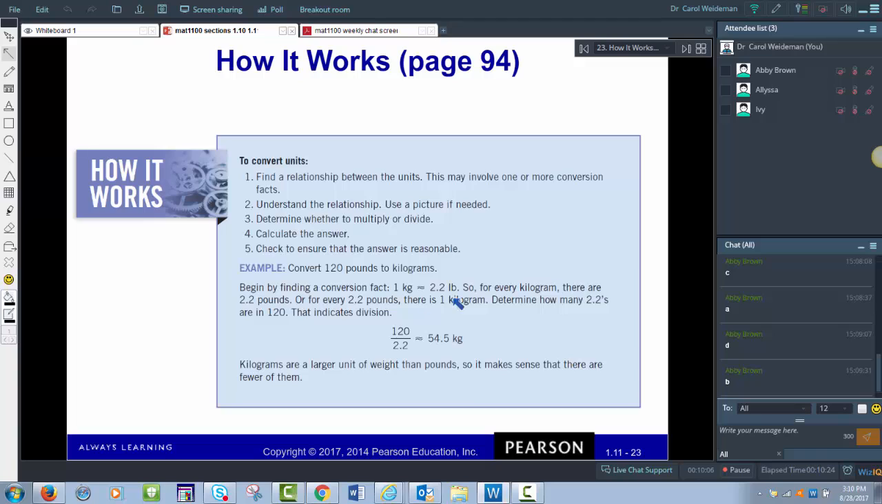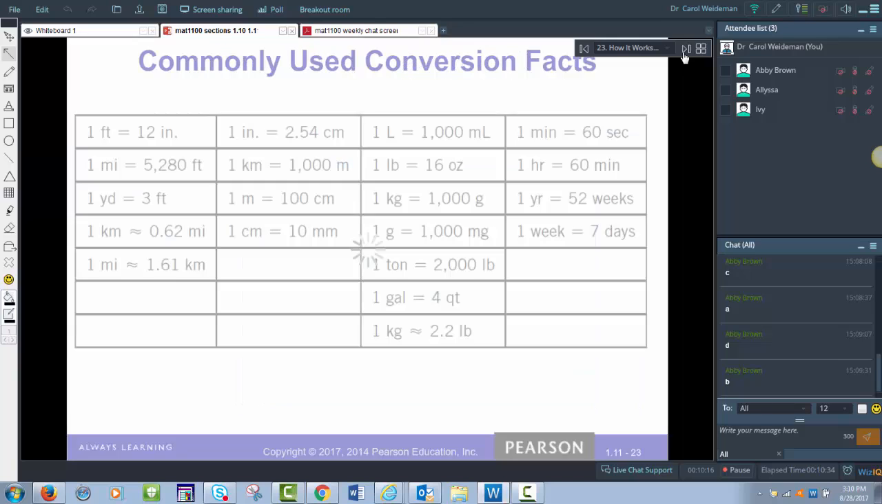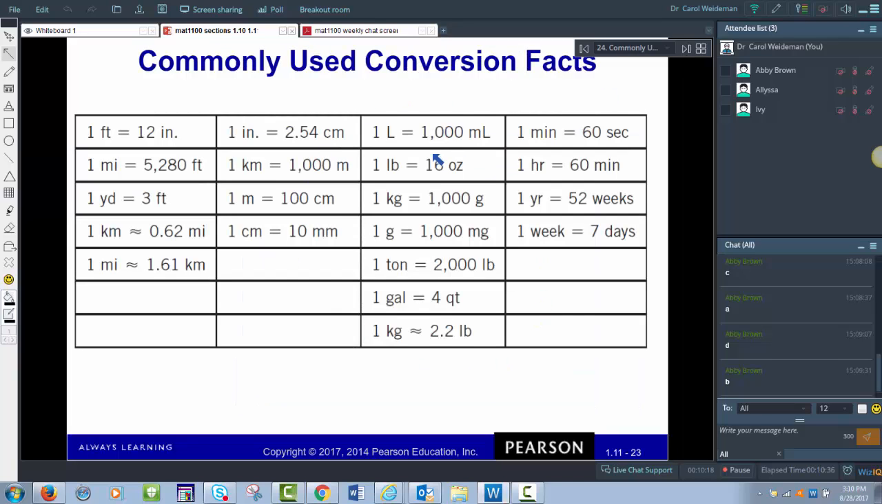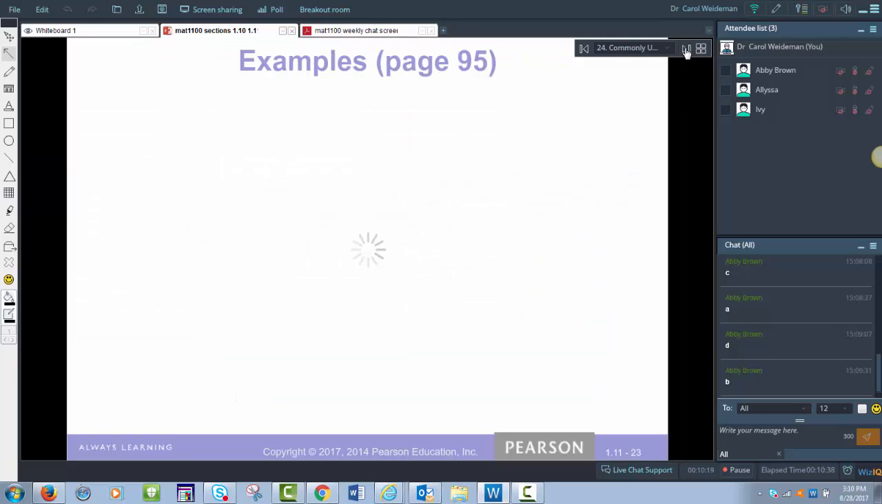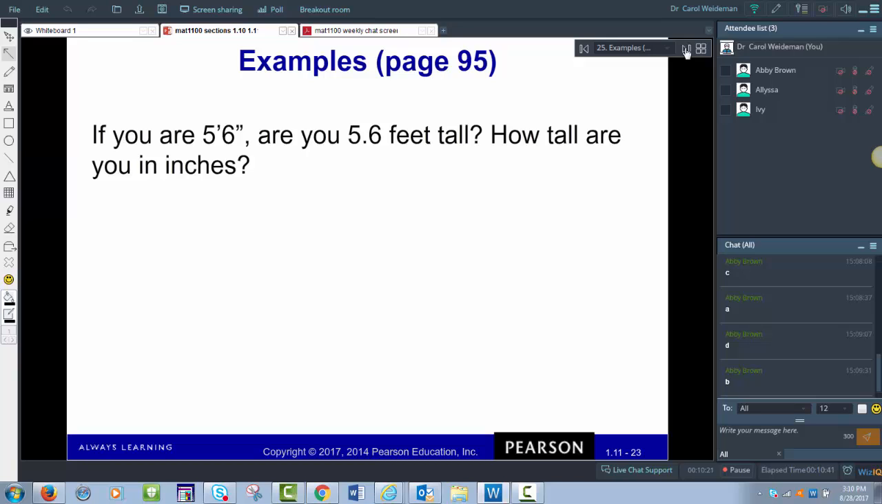So for every kilo, there are 2.2 pounds. So we're going to divide, because we expect to get a smaller number of kilos than we have pounds. So we're going to divide and get an answer of 54.5. And there's part of what's on that handout for you, a lot of conversions. So let's try a couple examples.